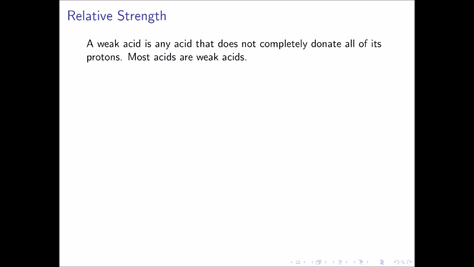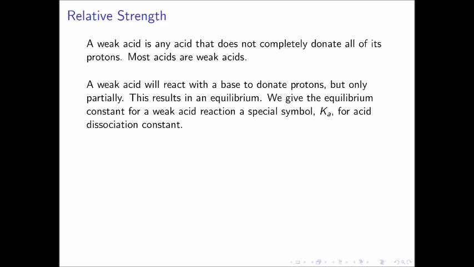Conversely, a weak acid is any acid that does not completely donate all of its protons. Most acids in water solution are weak acids. A weak acid will react with a base to donate protons, but only partially. This results in an equilibrium.